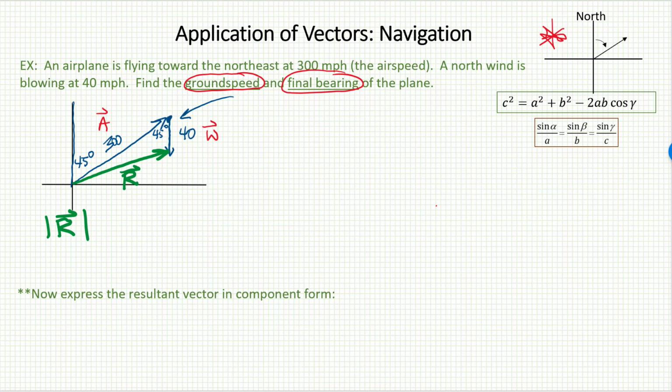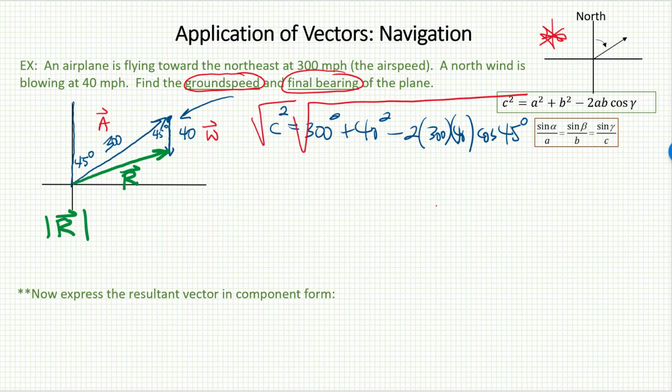I can find the length of vector r. I'll call that length c to match the law of cosines, but I have c squared is equal to 300 squared plus 40 squared minus 2 times 300 times 40 times the cosine of the angle in between, which we've just written down to be 45 degrees. I can square root each side and then take that to the calculator, and what I have will be the length that I'm interested in.